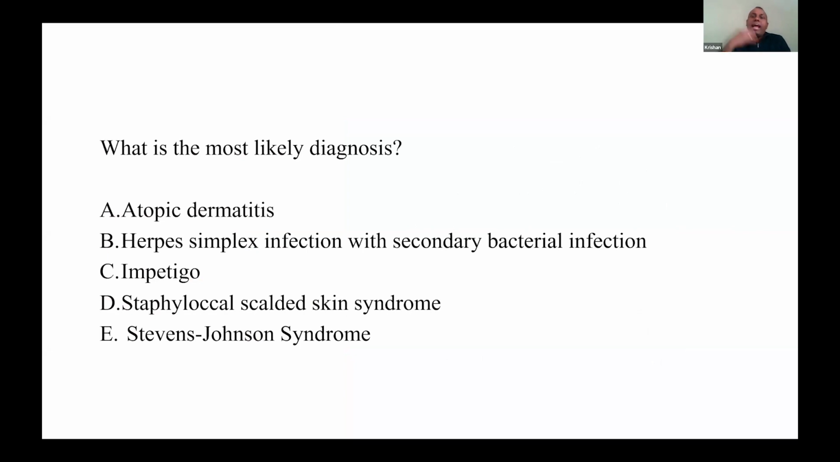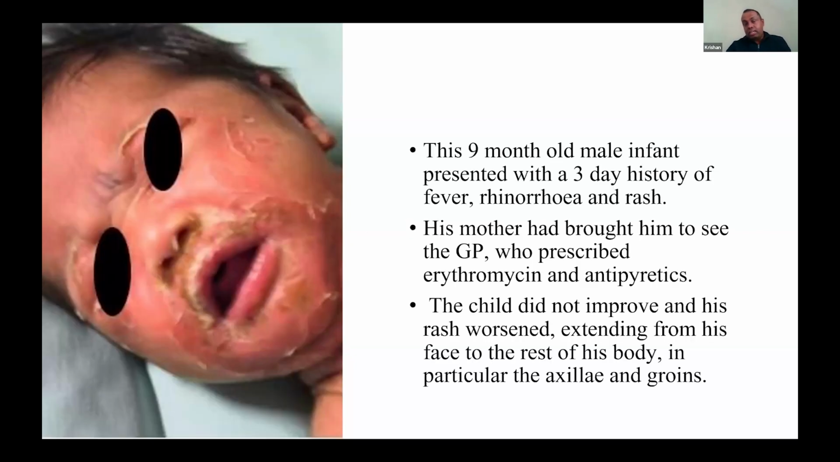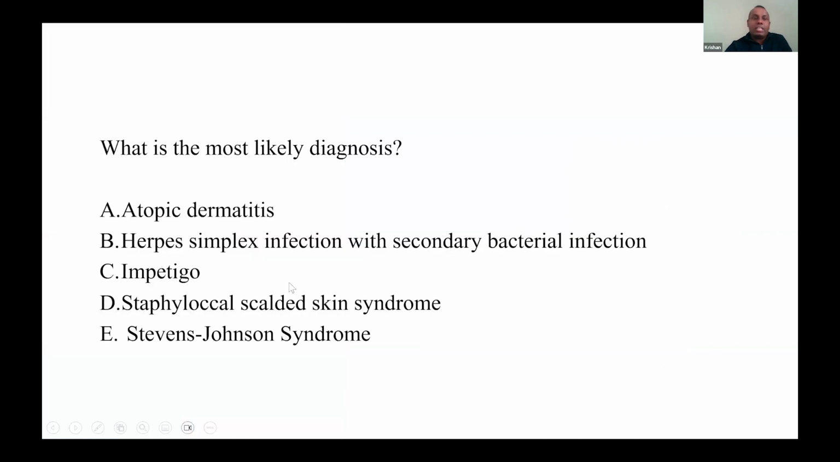And when they are on antibiotics, Stevens-Johnson syndrome is something that we need to consider because this could be a side effect of the antibiotic. However, erythromycin is not something which commonly causes this. He has been on erythromycin and an antipyretic, so those might not commonly cause Stevens-Johnson. So the best answer out of 5 here would be staphylococcal scalded skin syndrome, and this is not impetigo.